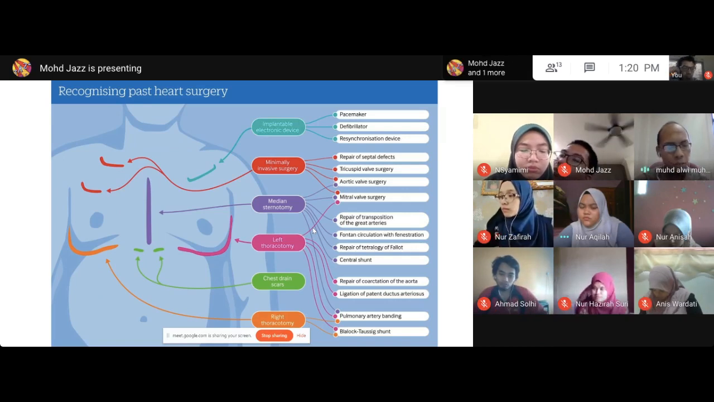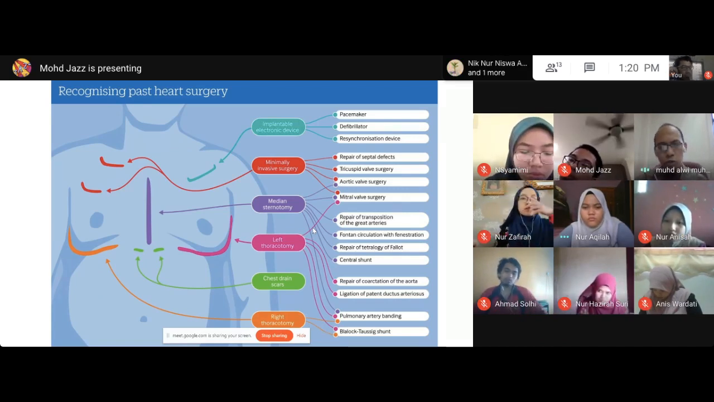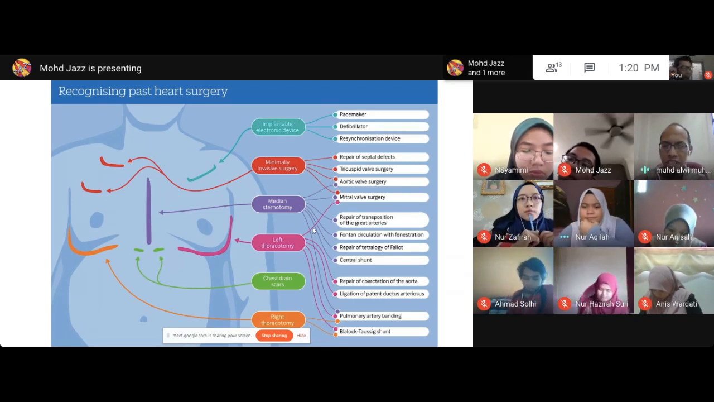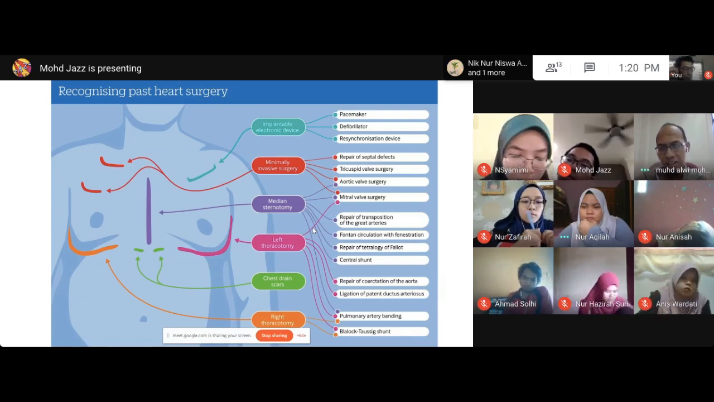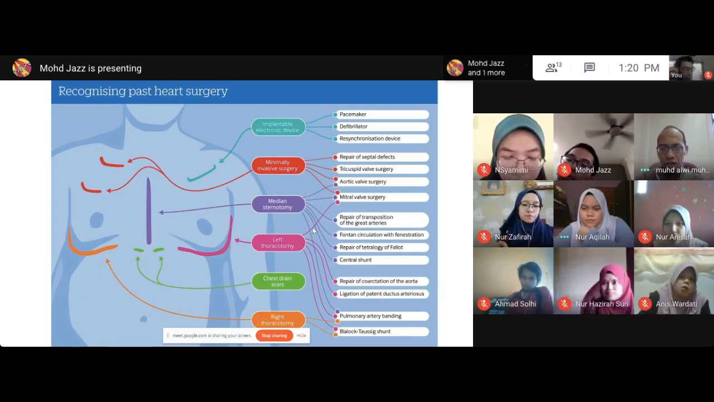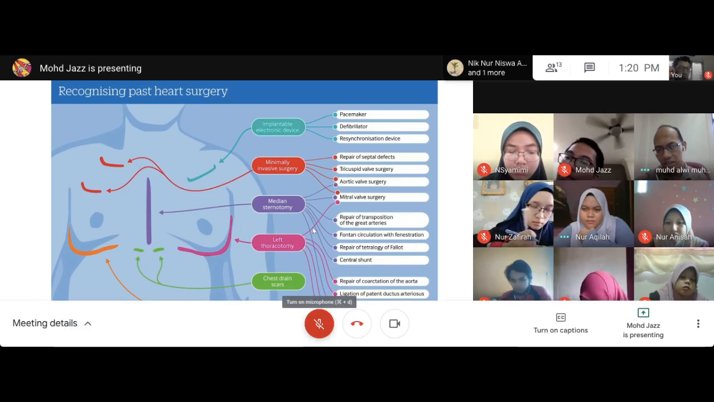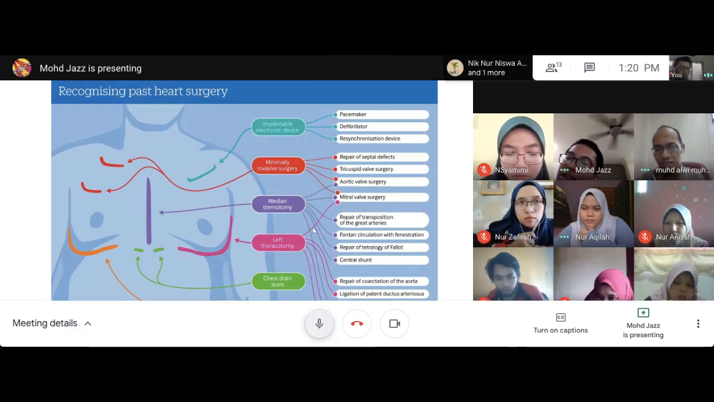But ASD you can correct later. But most ASD you need to operate rather than using a coil, especially secundum ASD. Why? What important structure is there very near to the ASD? It's the most important structure in the heart. Bundle of His? SA node. SA node.